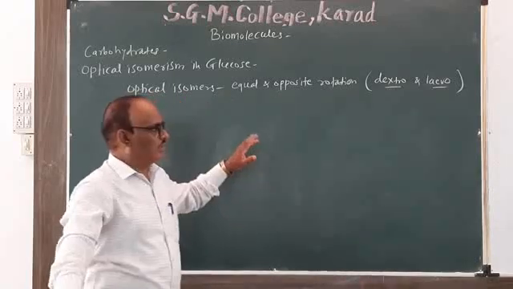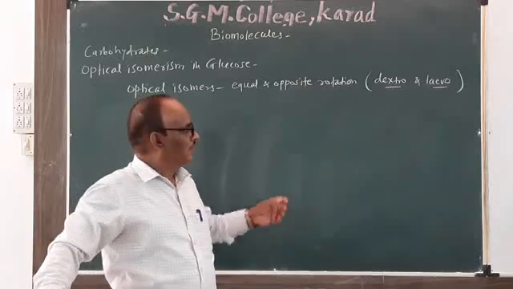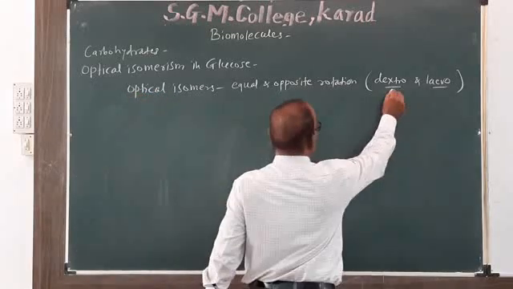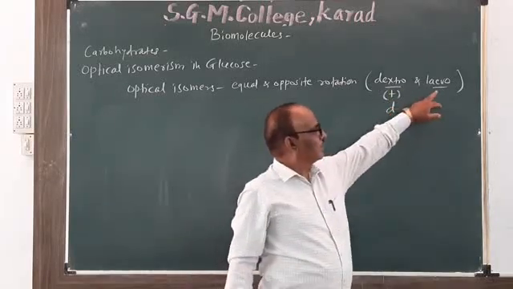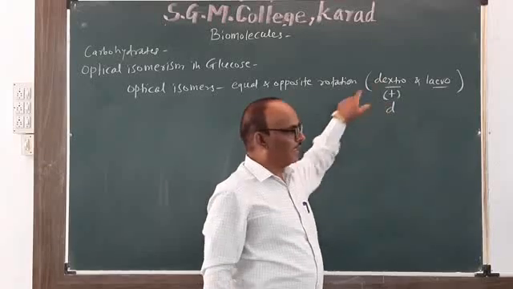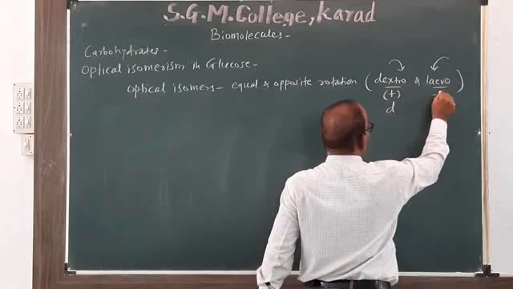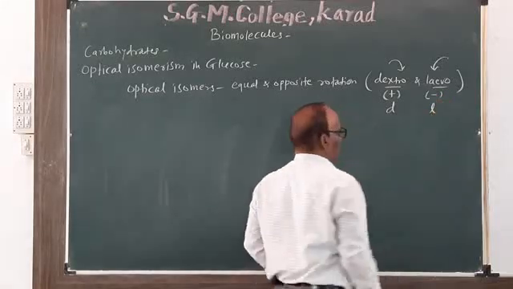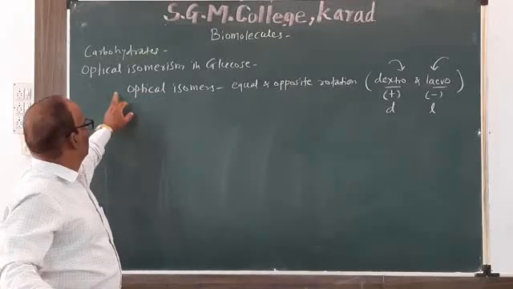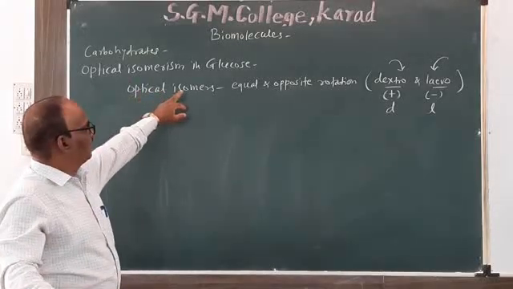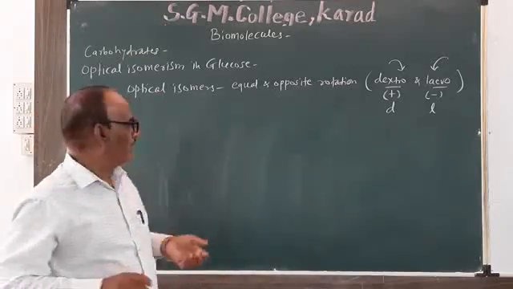Dextro isomer rotates the plane of plane polarized light in clockwise direction, and that is denoted by plus sign or small d. Levo isomer rotates the plane of plane polarized light in anti-clockwise direction. It is denoted by the minus sign or small l. All these were studied in halogen derivatives, the last topic. Today we have to study the optical isomerism in glucose.